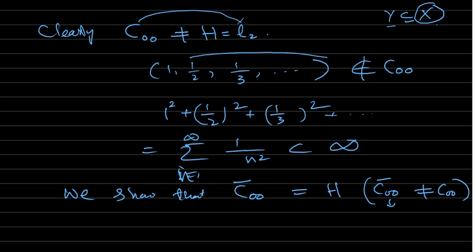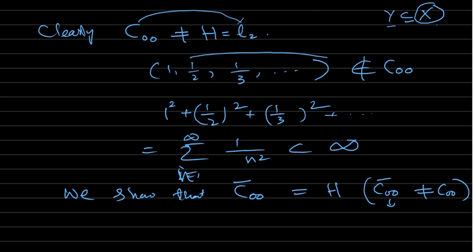To yahan par aap check karoge C00 closure jo hai, it's equal to H, it means that it's not equal to C00 because C00 properly contained in H. It's not equal to H. So let's verify this. Is C00 closure equal to H? Okay, let's check this.